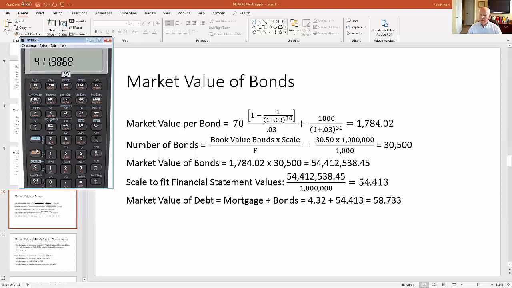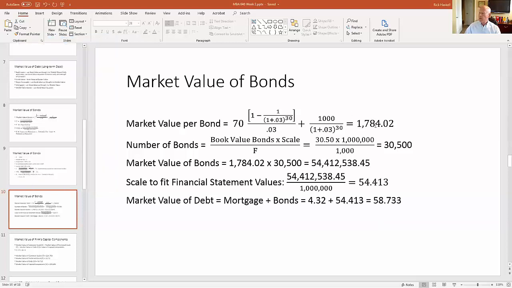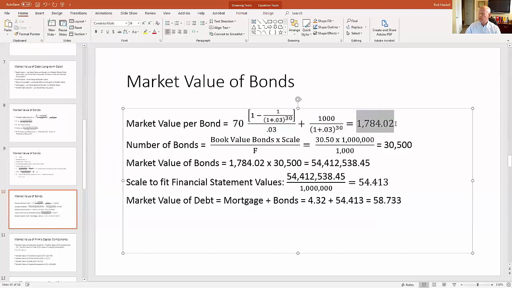And I will then store that, red storage 8. And with it still on the screen, I will then say that I want to take this number plus, I'm going to recall the original number for this side of the equation, equals $1,784 and 0.0177, that rounds to 0.02, so it's the same number I calculated over here.